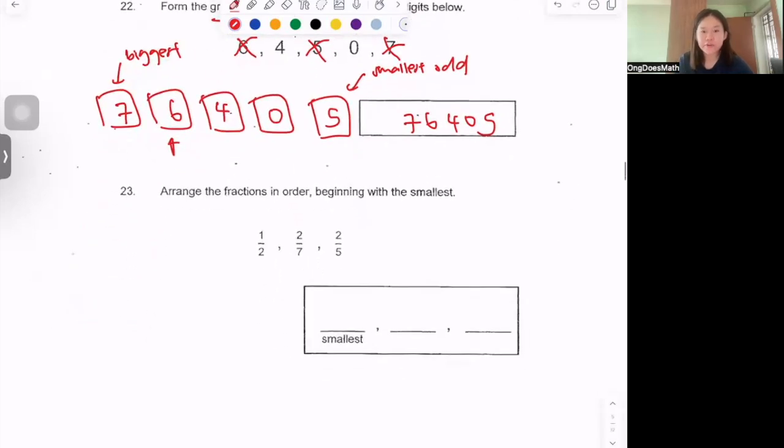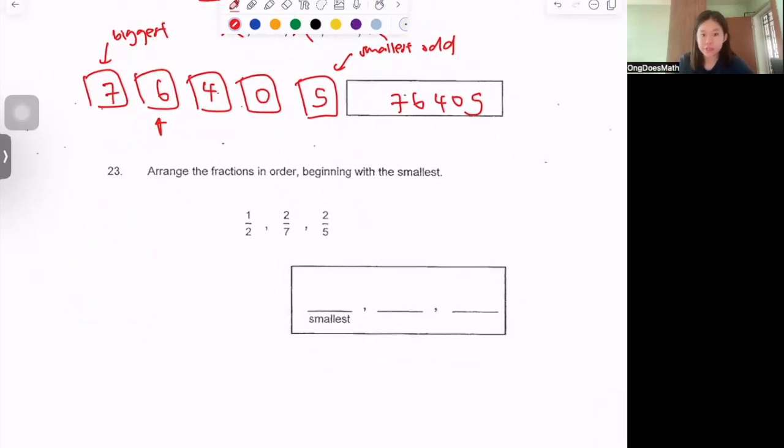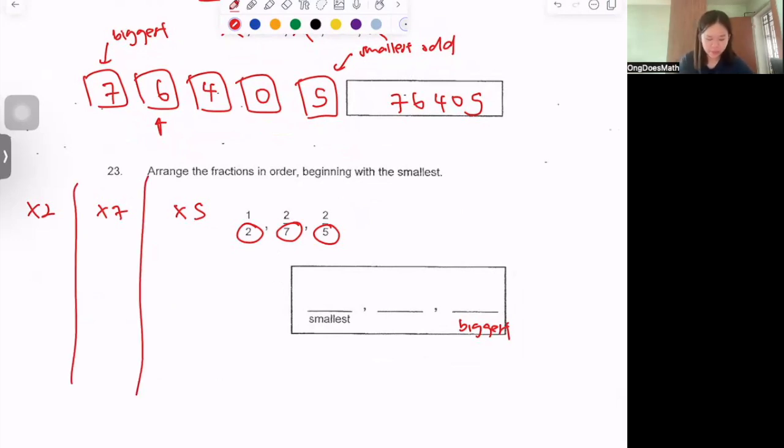Next, arrange the fractions in order beginning with the smallest. Something that should stand out to you is that the denominator is not the same, so you have to make it the same. So what will be the lowest common multiple? Let's list out the multiplication table for 2, 7, and 5. Then we'll find the lowest common multiple. So for 2, it will be 2, 4, 6, 8, 10, 12, 14, 16.